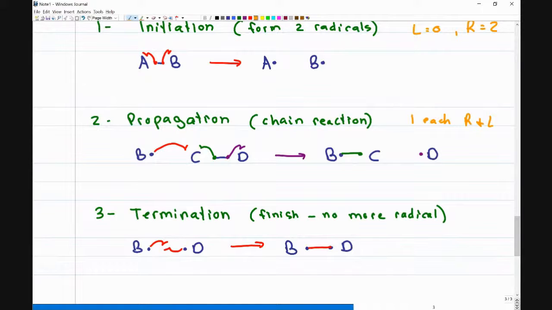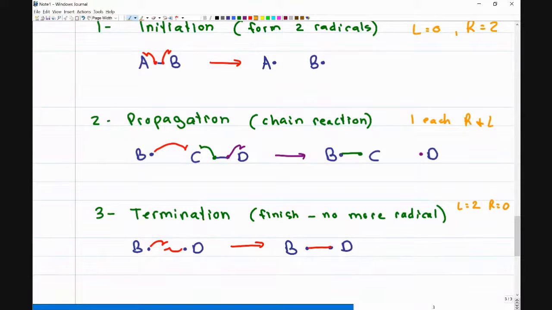And finally, for a termination step, because termination is to finish, is to kill it off, the key is that you start out with radicals and then you terminate, and so you have no more radicals. That means the left is 2 and the right is 0.